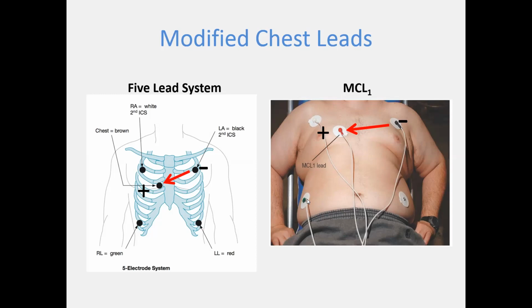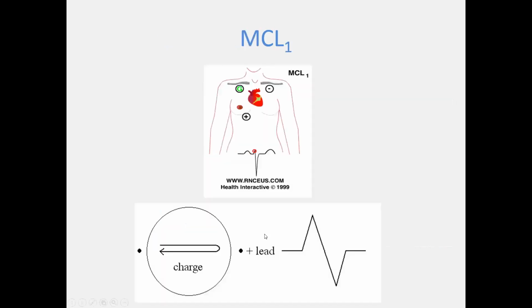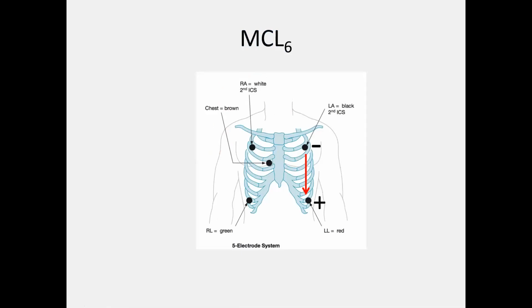Now with this 5-lead system, one of the leads that we can visualize on the monitor is MCL1. MCL1 kind of wraps around the heart. So the charge kind of wraps around the heart like this, and therefore it has a positive and a negative deflection. So usually on telemetry, lead 2 and MCL1 are the 2 leads that are being monitored on the monitor. And this one's MCL6, which can also be obtained from a 5-lead system, and it's looking at the heart in this direction.